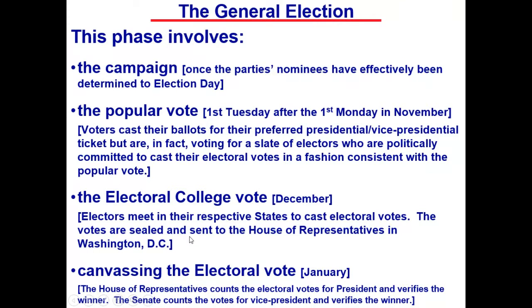And just like I said with the nomination process about the delegates, I'm going to say it here with the electors. Let me repeat it. The fact that we know before the electors ever meet in their state capitals in December to cast their ballots who the next president is going to be tells us a lot about the predictability of the electoral vote. It tells us that, for the most part, the electors vote in a manner that's consistent with the popular vote in their states.